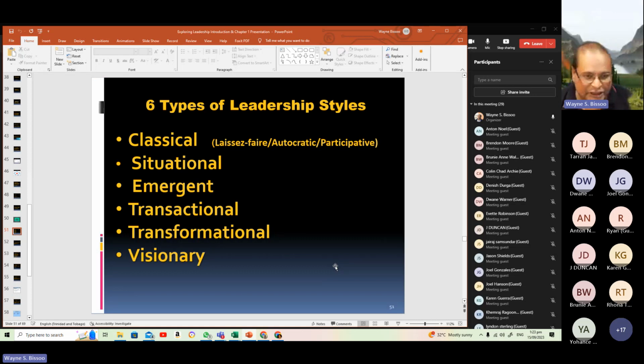All right, leadership styles. So we talked about this, the classical leadership style, laissez-faire, autocratic, participative, situational, emergent, transactional, transformational, and visionary. Again, it doesn't matter which style, but you should be able to utilize each style depending upon the circumstances.